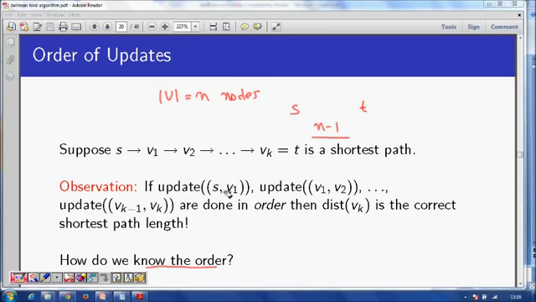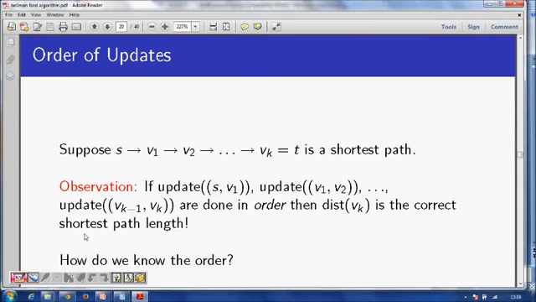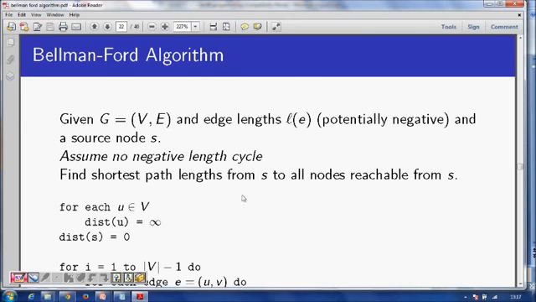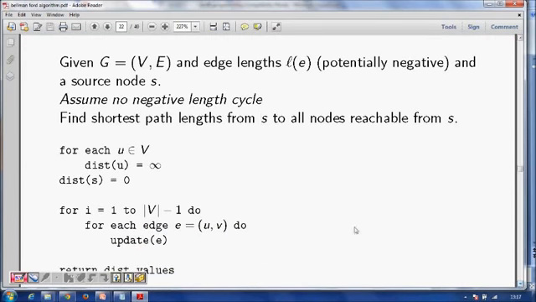So we don't know the order, so we run this update method for all the edges n minus 1 times. We don't know which is the shortest path, so we update all the edges and iterate mod V minus 1 times. Okay, so let's try to see now the algorithm.